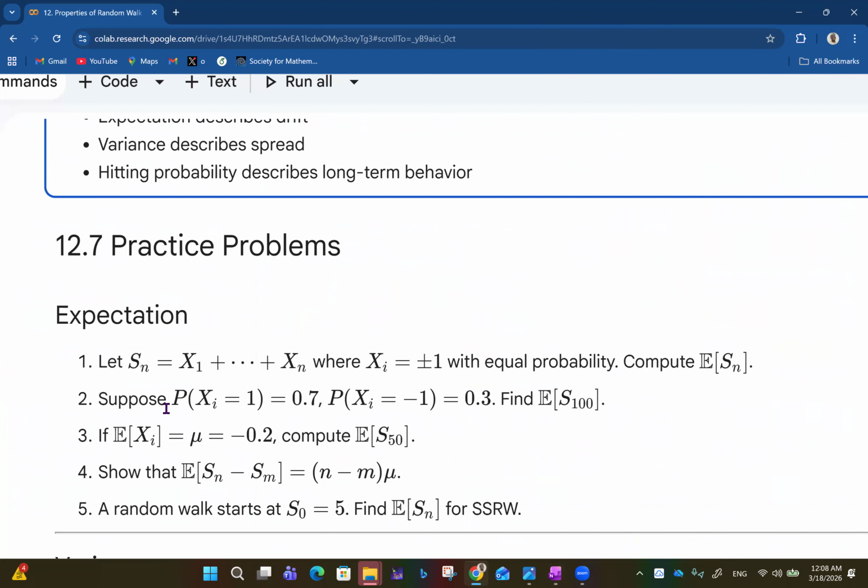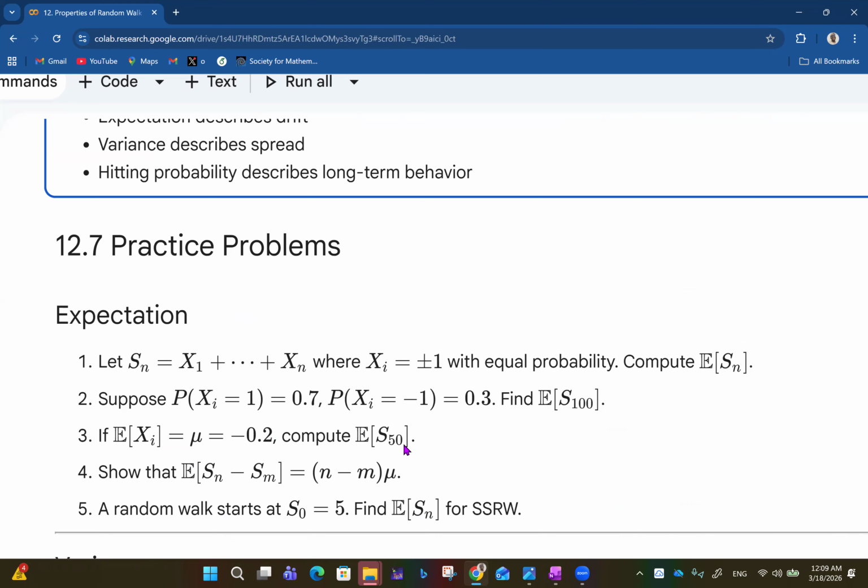Then the expectation of xi is mu, and mu is minus 0.2. Compute E of S50.